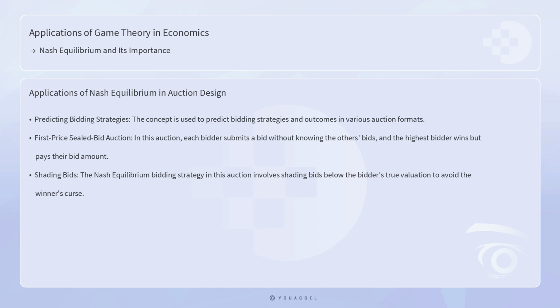Another significant application of Nash equilibrium is in auction design. In particular, the concept is used to predict bidding strategies and outcomes in various auction formats. For example, in a first-price sealed bid auction, each bidder submits a bid without knowing the others' bids, and the highest bidder wins but pays their bid amount. The Nash equilibrium bidding strategy in this auction involves shading bids below the bidder's true valuation to avoid the winner's curse, where the winner overpays due to overly aggressive bidding.